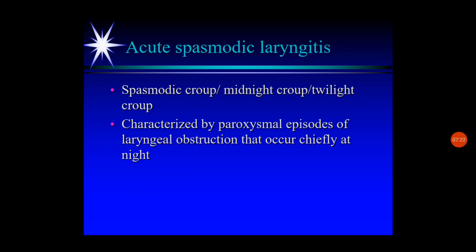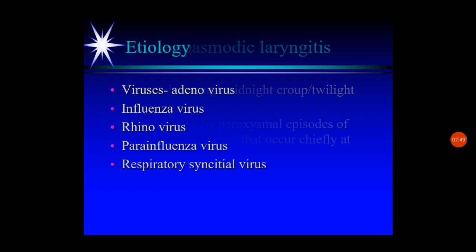So acute spasmodic means that episodes of obstruction, spasm will be occurring, and that will be more commonly at night. So this is a very characteristic feature of spasmodic laryngitis. Repeated episodes of spasms will be there in the respiratory tract. Obstruction will be occurring, and usually it happens at night time.